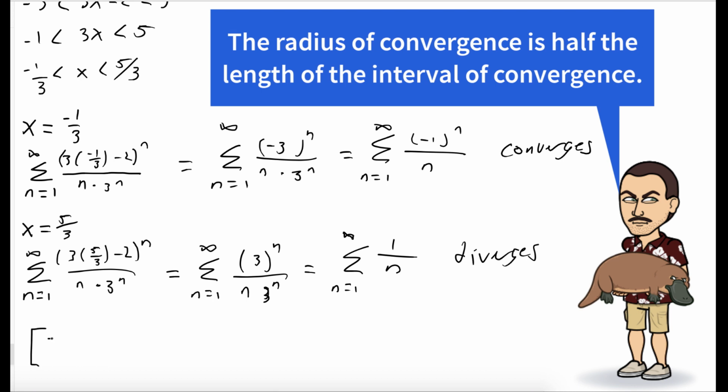So our interval of convergence is negative 1/3 included to 5/3 not included. For the radius of convergence, you find the length of the interval, which is 5/3 minus negative 1/3, and then cut it in half. So that's 2 over 2, which is 1. So our radius of convergence is 1.